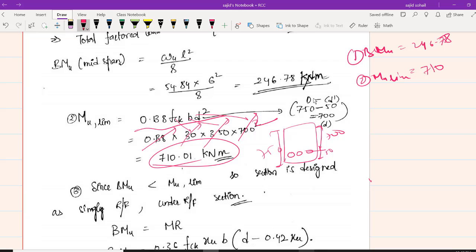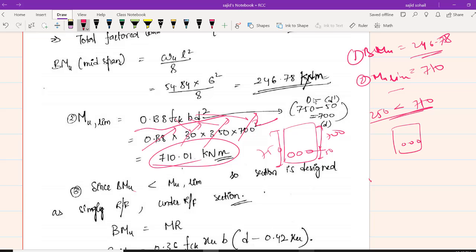710, right? So your BMU is around 250 and MU limit is 710. Clearly you can see your resisting moment of concrete is 710, and because of the applied load you are getting a moment of 250. So obviously 250 जो है आराम से ले लेगा, because it can bear up to 710, agreed or not? So obviously you need not provide any steel in the compression zone. Singly reinforced structure ये काफी है, right?